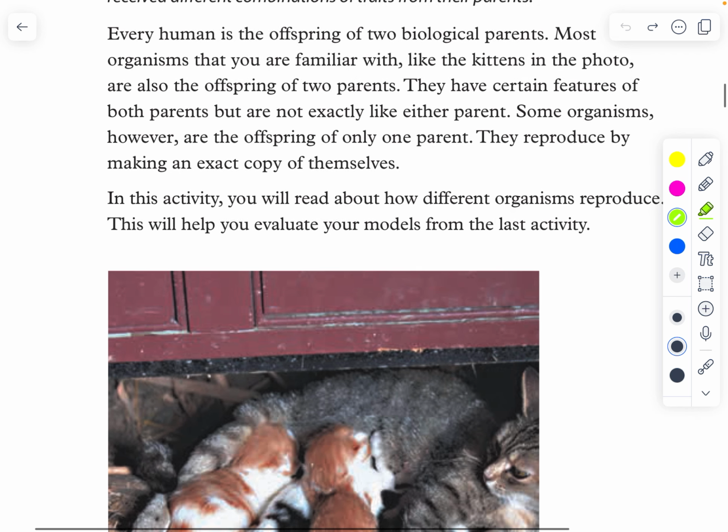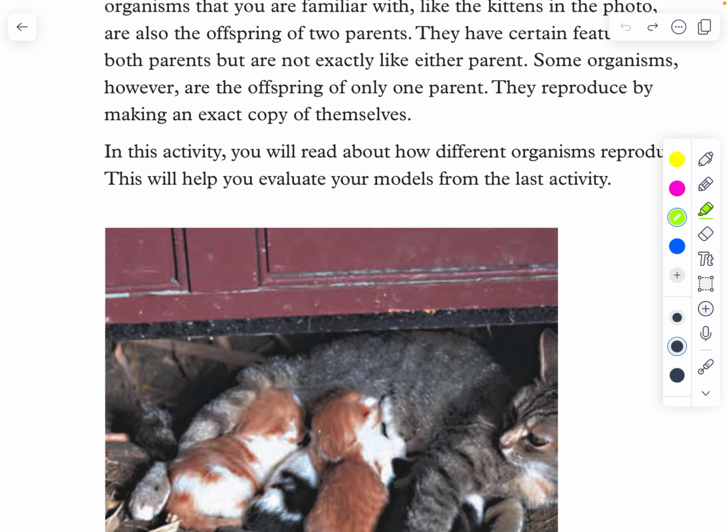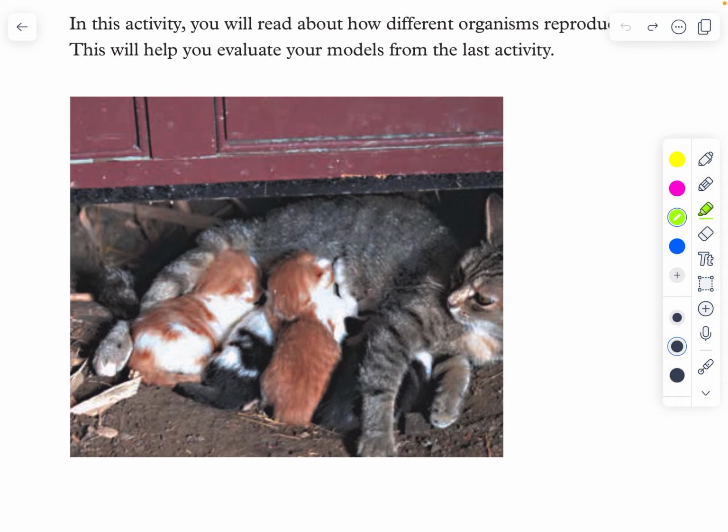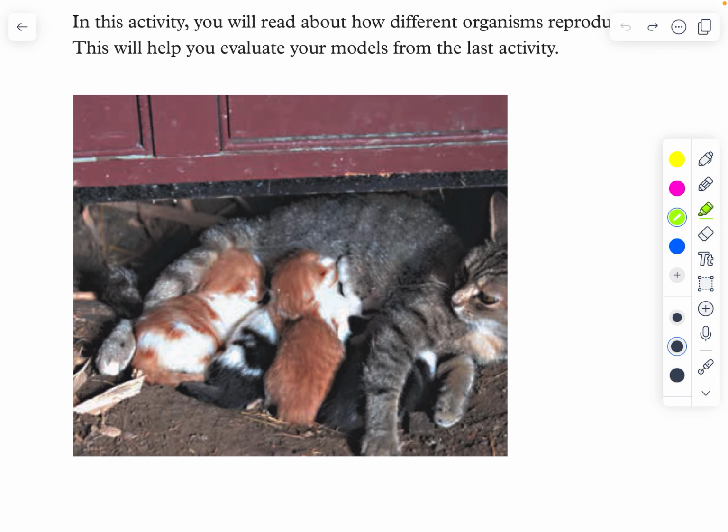Every human is the offspring of two biological parents. Most organisms that you are familiar with, like the kittens in the photo below, are also the offspring of two parents. They have certain features of both parents, but are not exactly like either parent. Some organisms, however, are the offspring of only one parent. They reproduce by making an exact copy of themselves. In this activity, you will read about how different organisms reproduce. This will help you evaluate your models from the last activity.